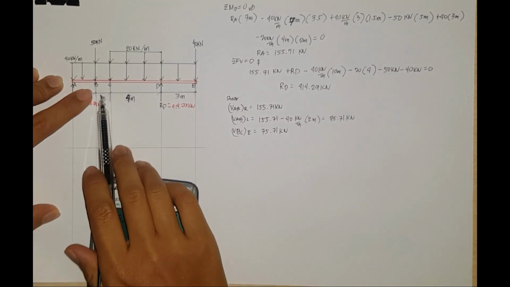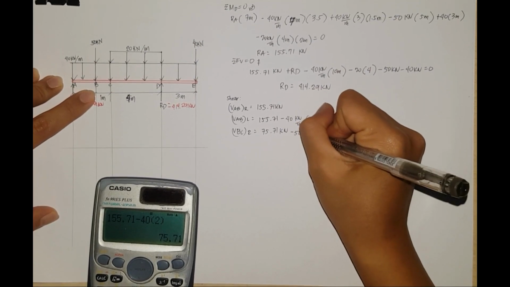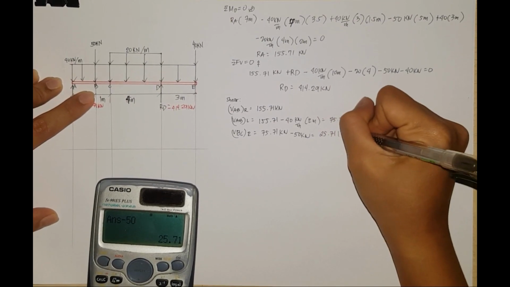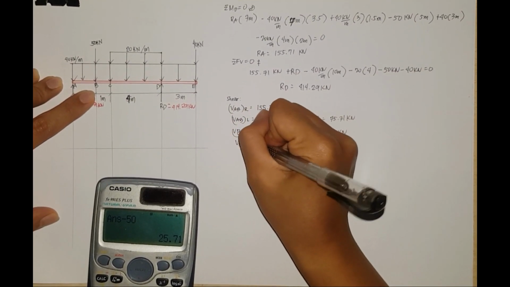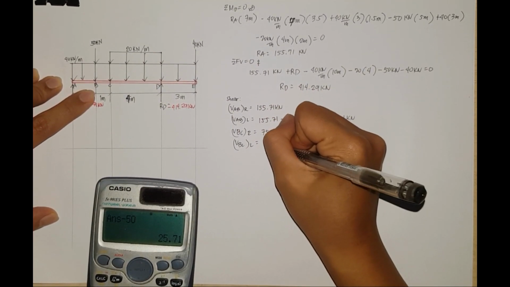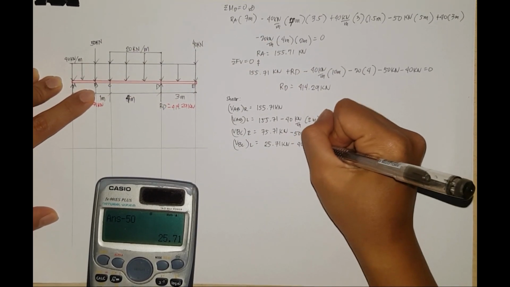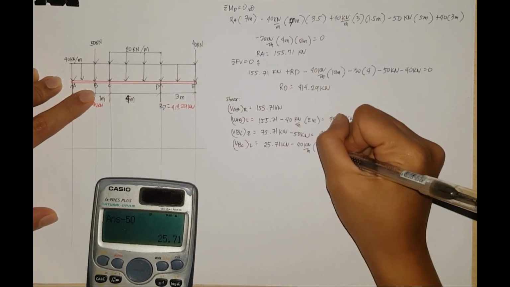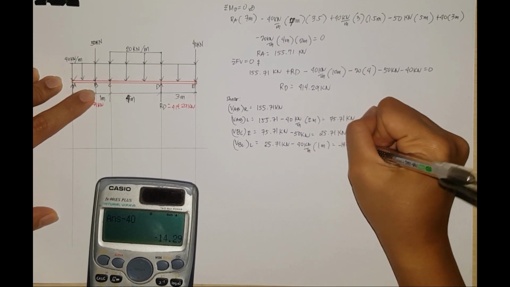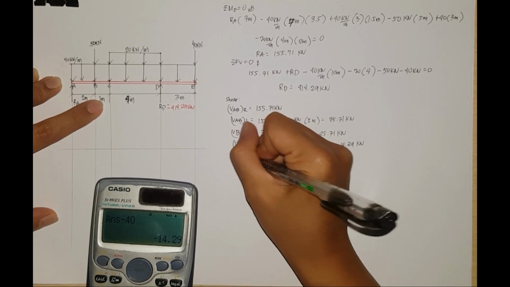So we have 75.71 kilonewton. Is there any point load at BC? We have, which is equal to negative 50. So we have negative 50 kilonewton. Therefore, is equal to 25.71 kilonewton. And then VBC, left. Is there any area we have, which is equal to 25.71 kilonewton minus 40 kilonewton per meter multiplied by the length, which is 1 meter. So, it is equal to negative 14.29 kilonewton.